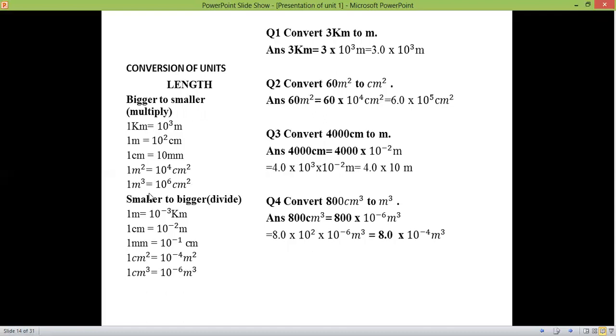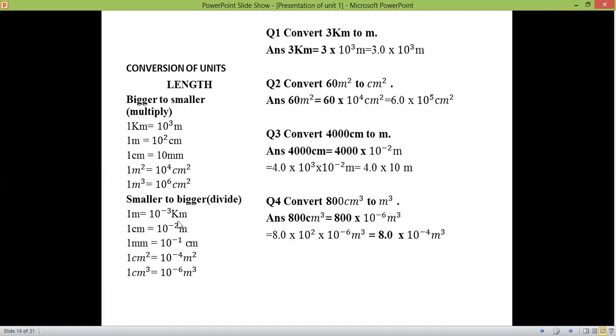The SI unit for volume is meter cube. So how has this relation been derived? For this, again, this relation has been cubed. Cube of 1 is 1, cube of meter becomes meter cube, cube of 10 to the power 2 is 10 to the power 6, and cube of centimeter becomes centimeter cube.